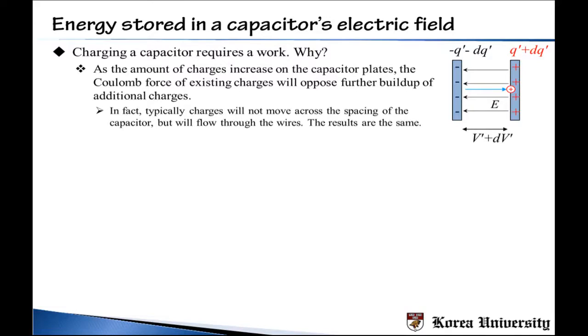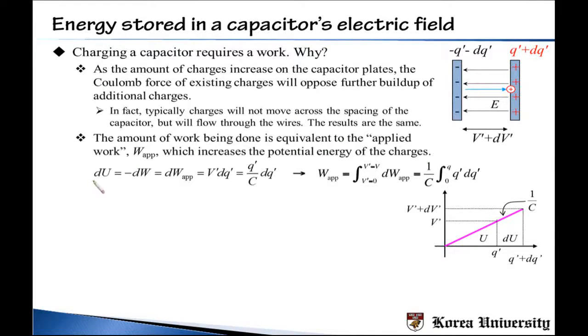Therefore, in order to overcome this Coulomb force, you have to do some work, and we will call it applied work. Then how is this applied work different from the work done by the Coulomb force that we have been discussing so far? Here we can write it this way. We have learned so far that the amount of work done by the Coulomb force is equal to the negative of the potential energy change, right?